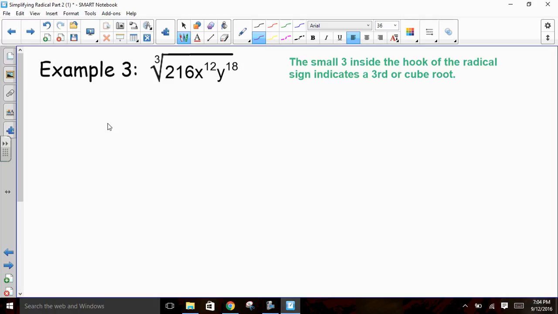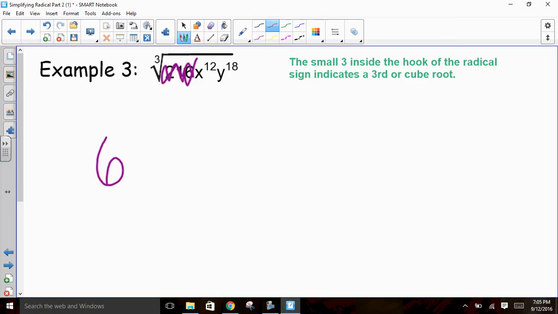So in this next example, you notice you have the cube root of 216 x to the 12th, y to the 18th. So you're going to look on your chart and you're going to tell me, do you see the cube root of 216? Is that possible? Yep. Okay, the cube root of 216 is going to give me 6. So I'm going to bring that number out. Dealt with that, so I'm going to ignore that for a second.